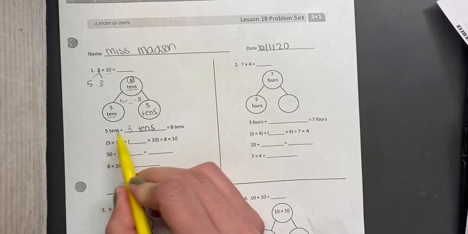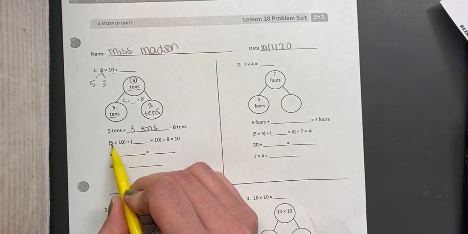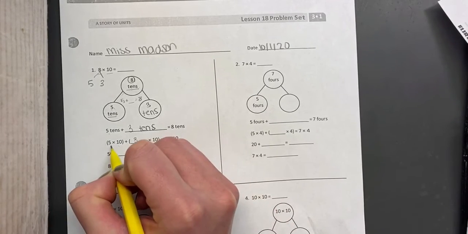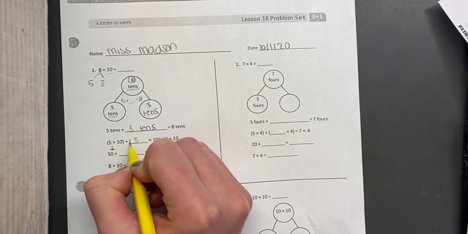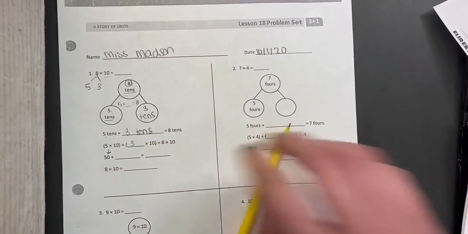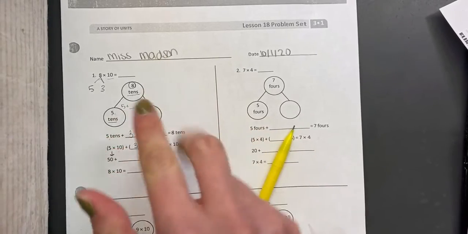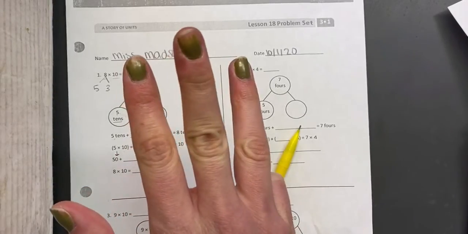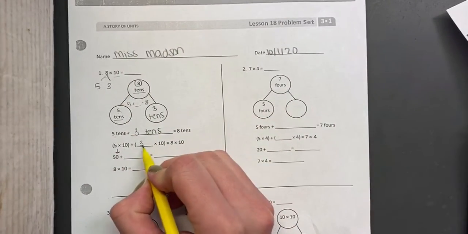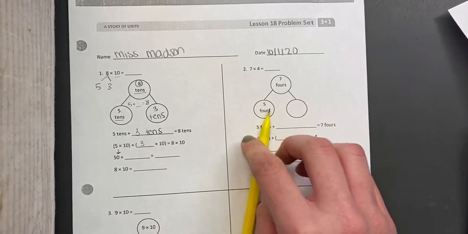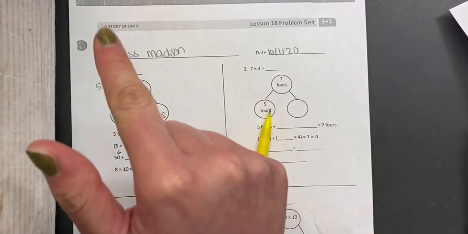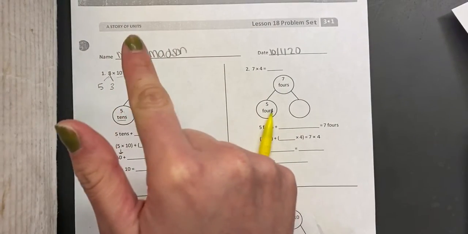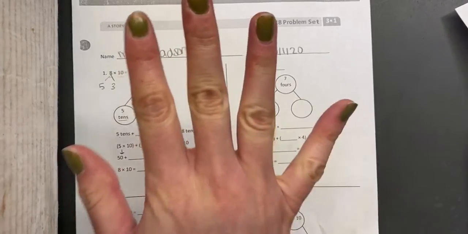So remember, when I write my 5 tens, I can write out my multiplication as 5 times 10 plus 3 times 10 equals 8 times 10. So I'm going to draw down my arrows. 5 times 10: I can count by 5s to my 10th finger. 5, 10, 15, 20, 25, 30, 35, 40, 45, 50. Now I'm going to my 3 tens, so I'm going to count by 3s to my 10th finger. 3, 6, 9, 12, 15, 18, 21, 24, 27, 30.